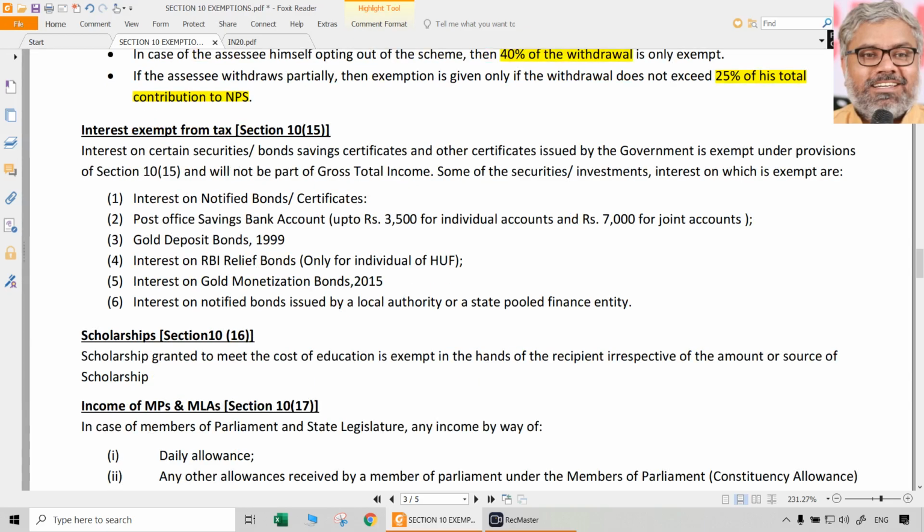Next, important section now, which is useful for problems, is 10(15). This section you can remember because there will be definitely one point in the entire paper somewhere you can apply this. So such sections you have to remember.